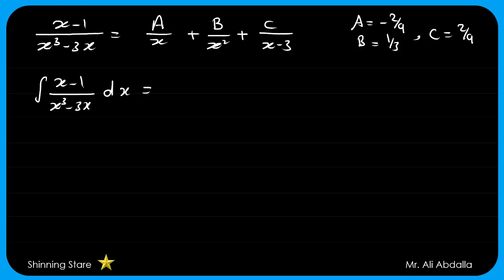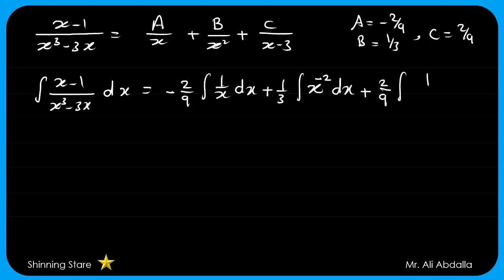a equal negative 2 over 9, take it outside the integration, 1 over x dx. We have here b equal 1/3, take it outside the integration of 1 over x to the power 2. We can write it in this way as a power notation, x to the power negative 2 dx. Plus, we have here c equal 2 over 9, take it outside the integral, 1 over x minus 3 dx.